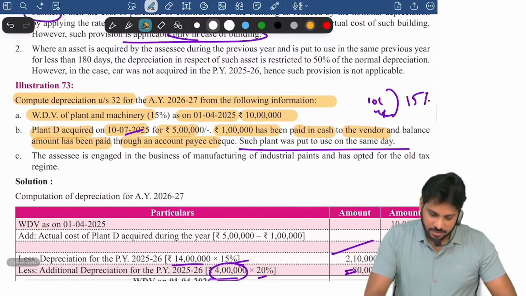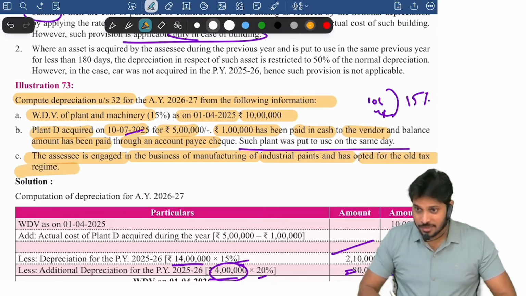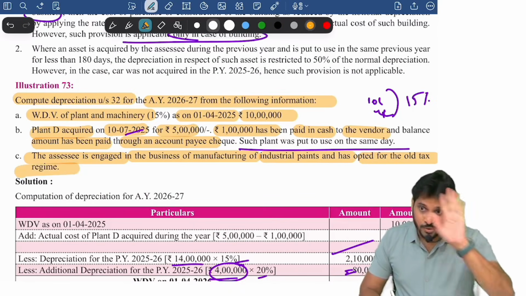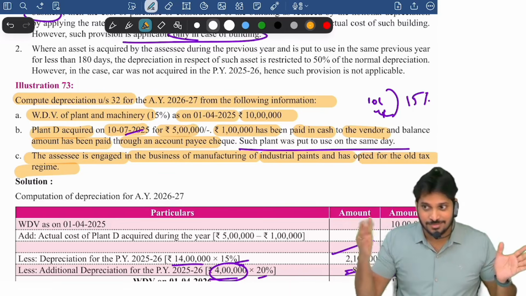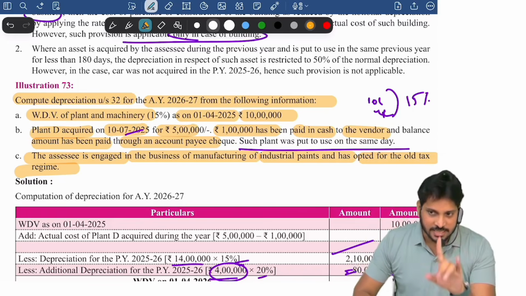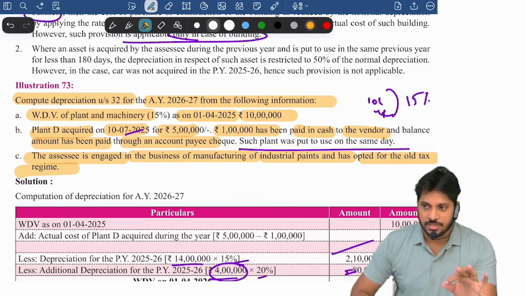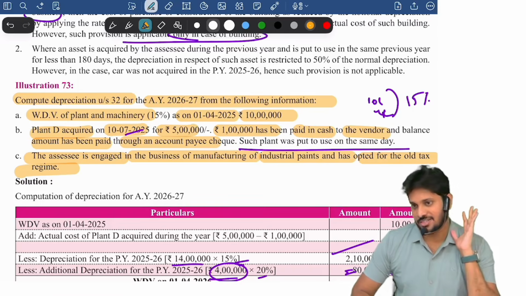You see, they gave this information: the assessee is engaged in the business of industry and opted for the old tax regime. Only under the optional tax regime will you claim additional depreciation. If it is the default tax regime, you will not claim additional depreciation. Correct? Whenever you are calculating depreciation, remember to check which regime it is, default or optional. If it is the default regime, no additional depreciation. If it is the optional regime, yes, you can calculate it.